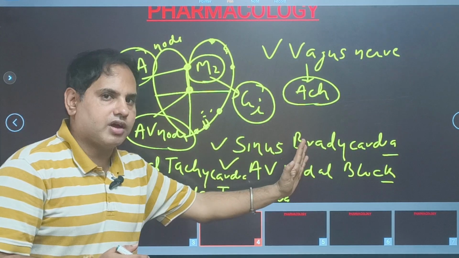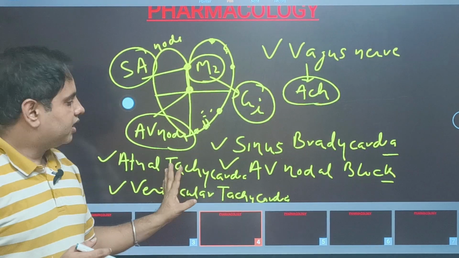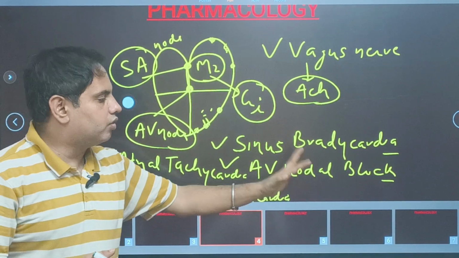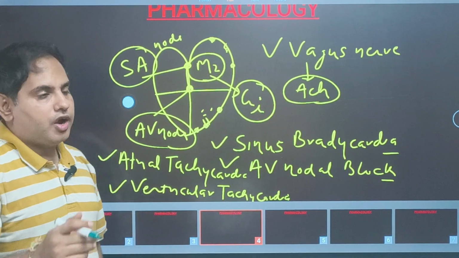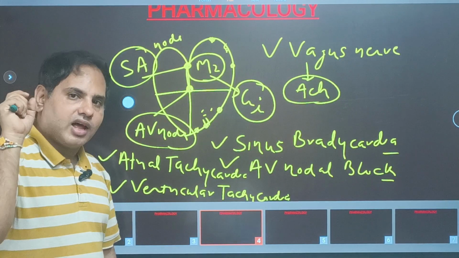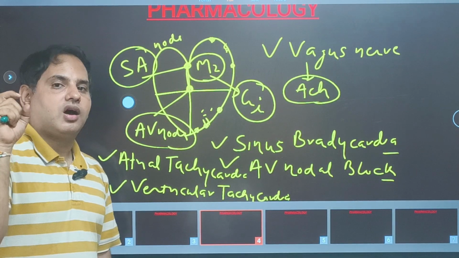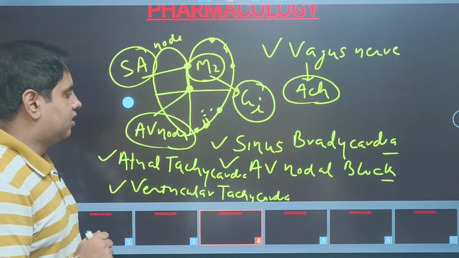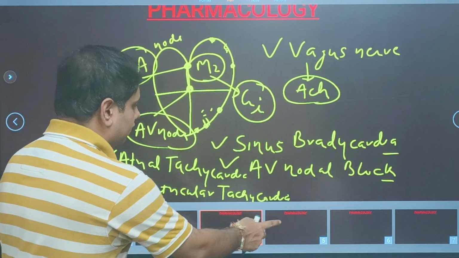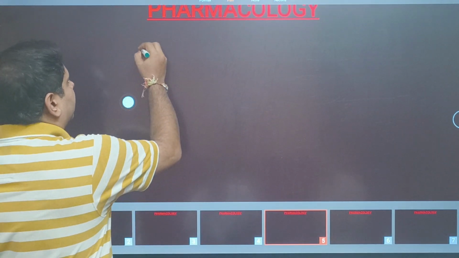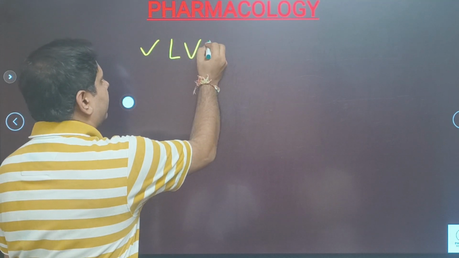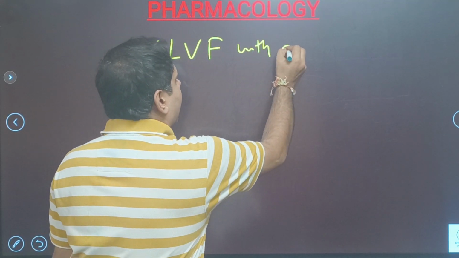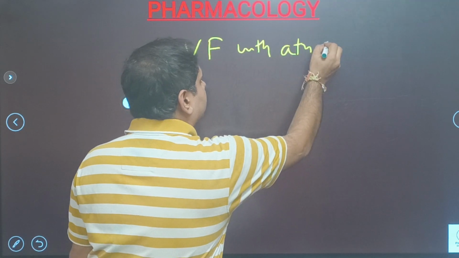Tachycardia भी कर रही है और bradycardia भी. How कैसे कर रही है? That I already explained, कि how this digoxin is doing sinus bradycardia and atrial tachycardia and AV nodal block. Right? These are indirect actions. Due to these mechanisms, this drug is useful in left ventricular failure with atrial fibrillations.